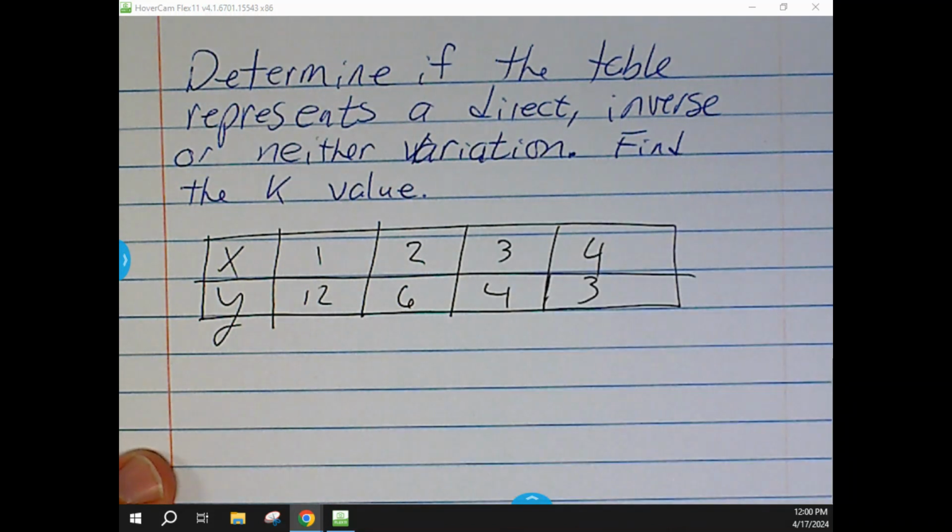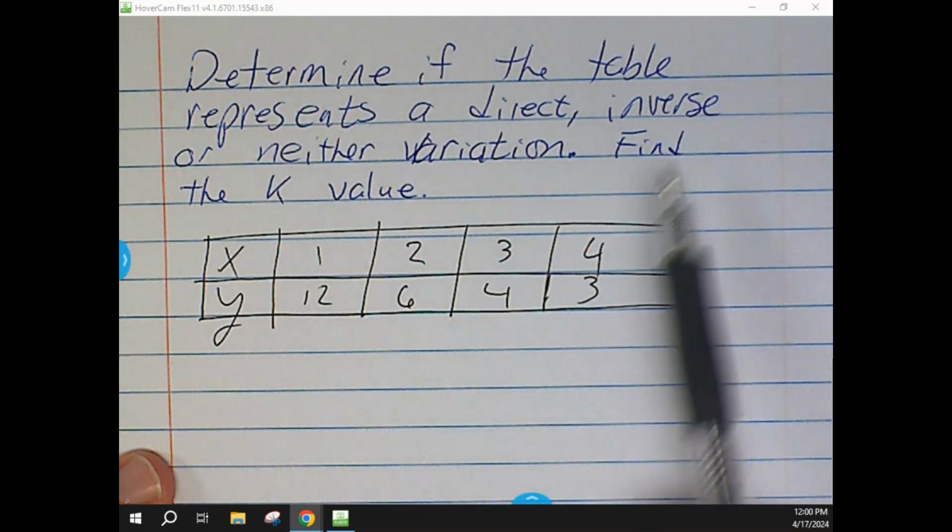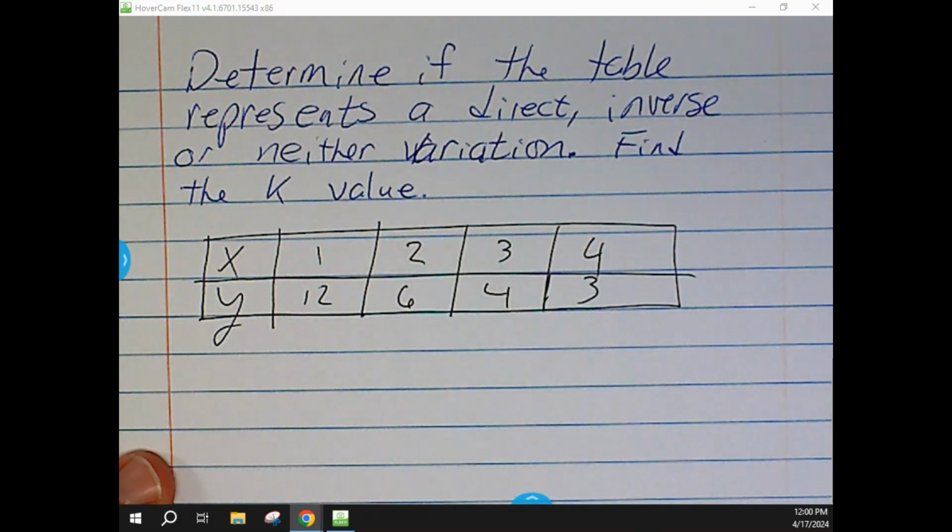Okay, so we'll start off with this one. All right, and basically we'll actually do the answer first here. We're going to find the k value first, and then we'll use that to figure out whether it's going to be inverse or direct or whatever it's going to be at that point.